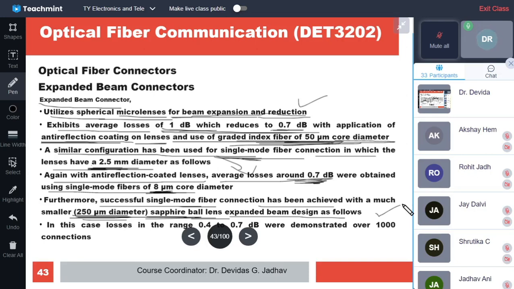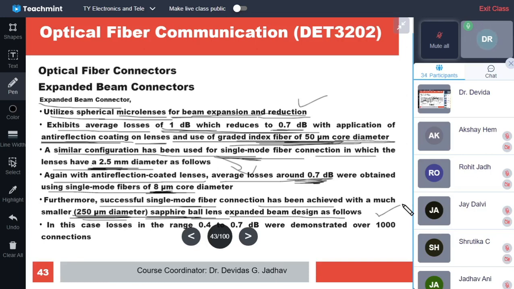In case of single mode, the diameter of the fiber is 8 micrometer, a small diameter as compared to the first one, that is 50 micrometer. Furthermore, this 2.5 millimeter lens can be reduced to a 250 micrometer lens with the sapphire material, and in that case the losses also range from 0.4 to 0.7 dB with thousands of connections.